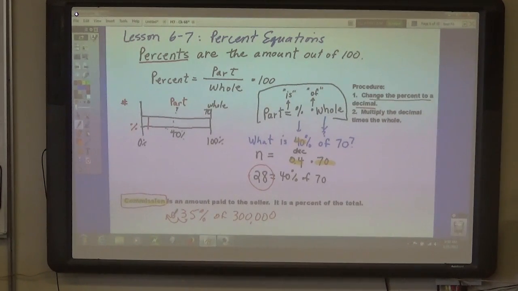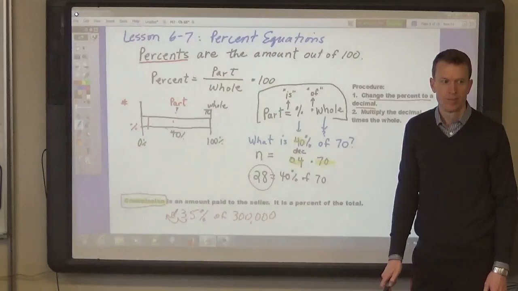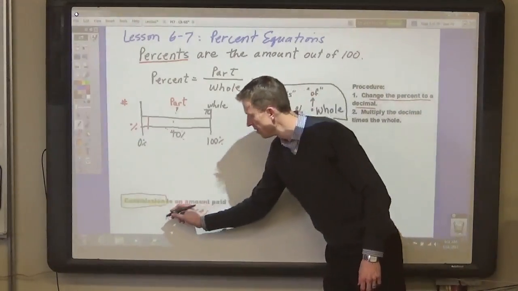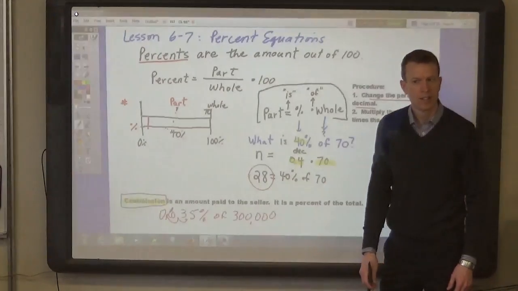And then Abby's going to give us the answer. If we move the decimal to the left 2 places, what is the decimal of 3.5%? 0. This is where the decimal point would be.